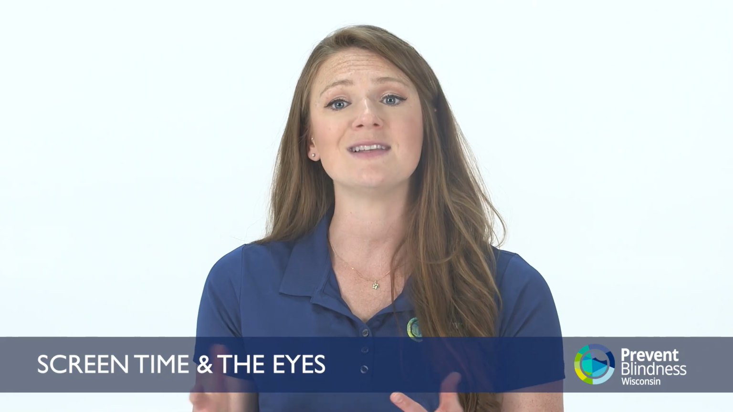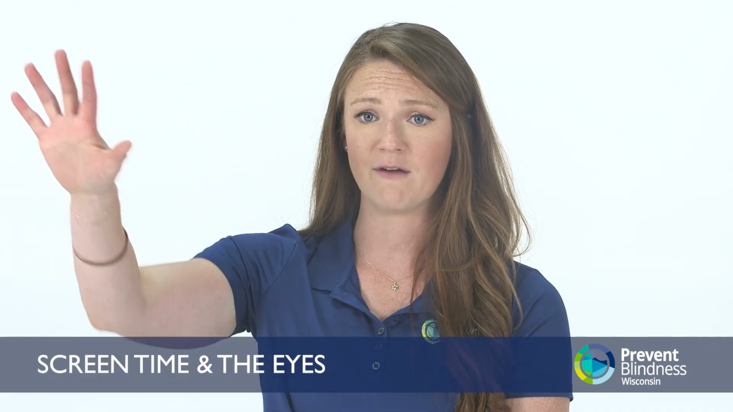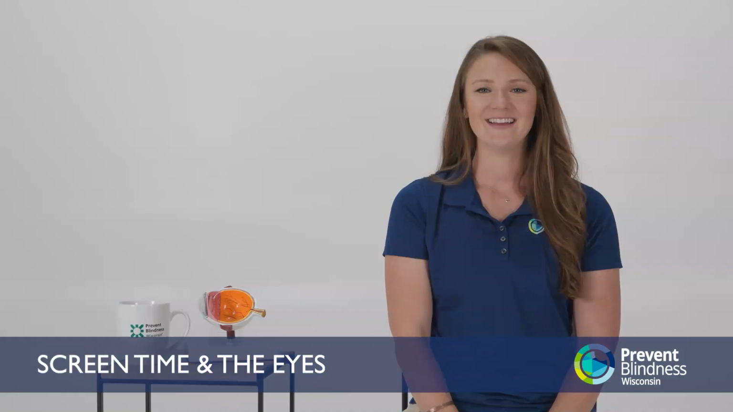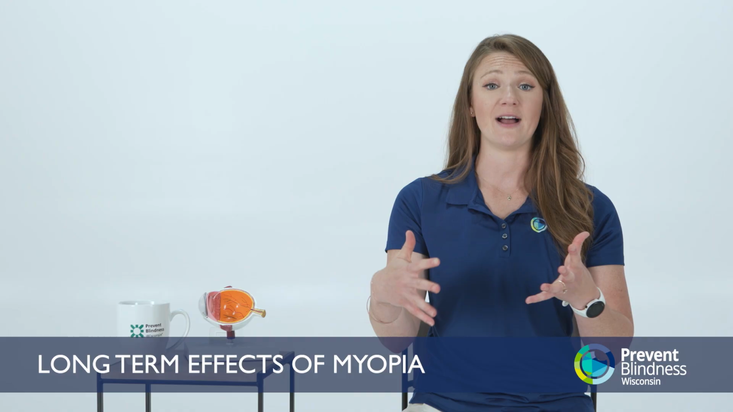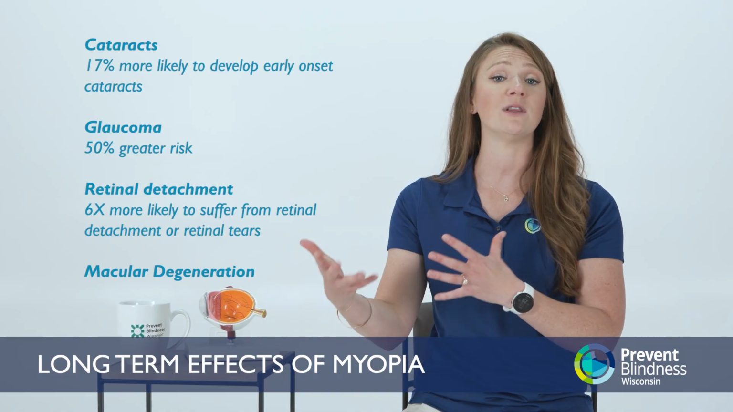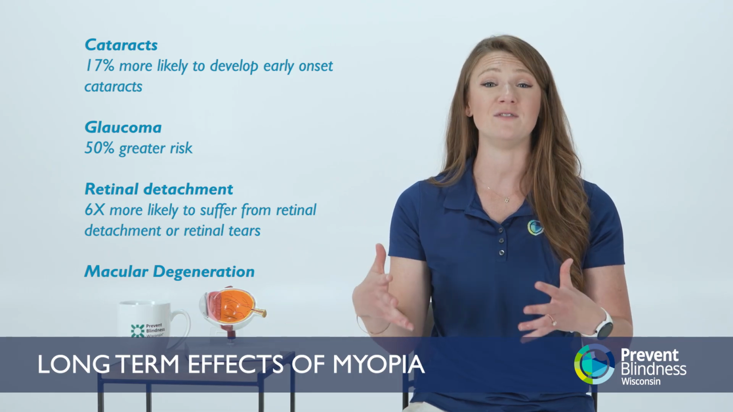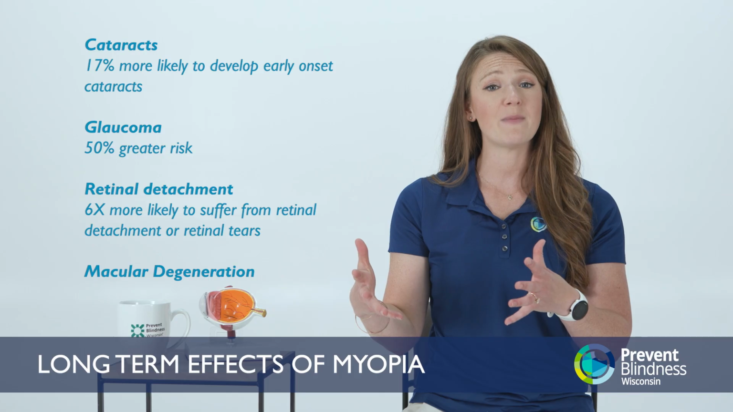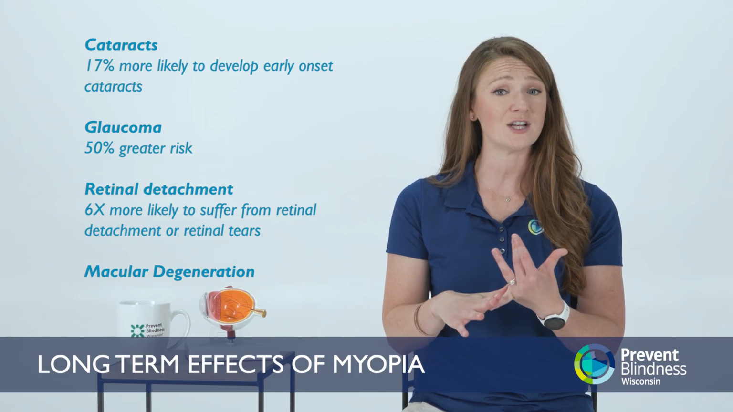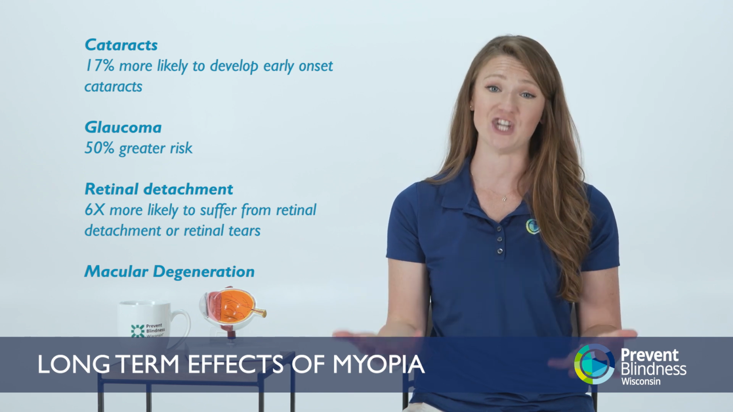So over time, this constant exposure to screens and not using our distance eye muscles enough builds up, causing myopia symptoms to worsen. Myopia does have several long-term effects on our eyes. Those with myopia are 17% more likely to have early onset of cataracts. It also increases our risk for glaucoma by 50%. Those with myopia are also 6 times more likely to suffer from retinal detachment or retinal tears, and it increases our risk for macular degeneration.